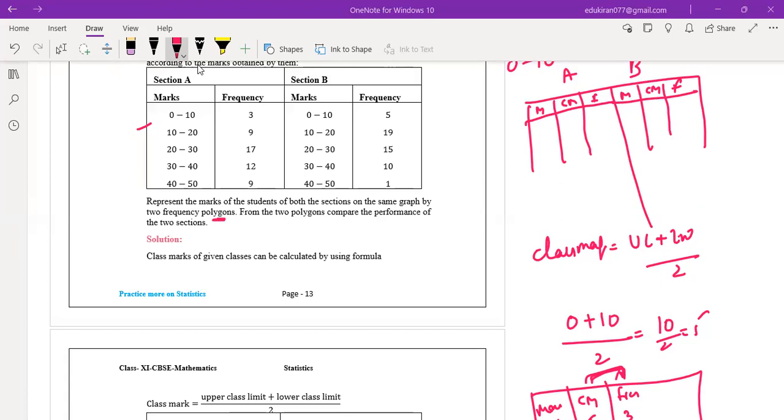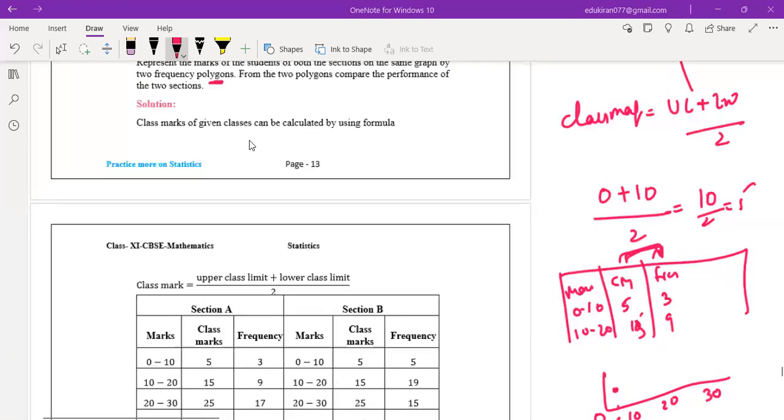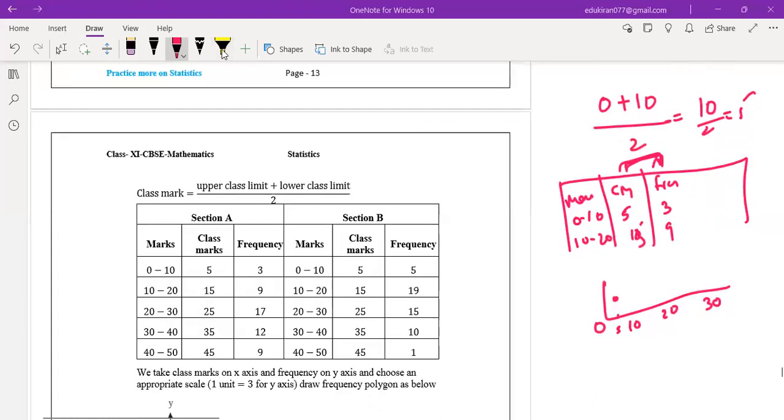Okay, ma'am, I'm drawing the table. Done? Yes, ma'am. Okay, so it looked like this. 0 to 10, 10 to 25, 15, 25, 35, 45, right?